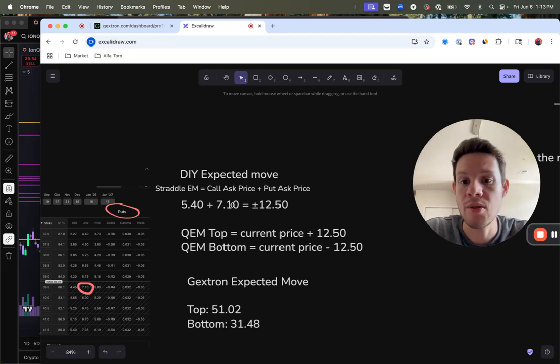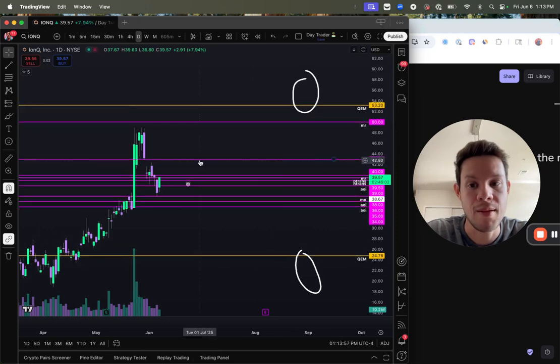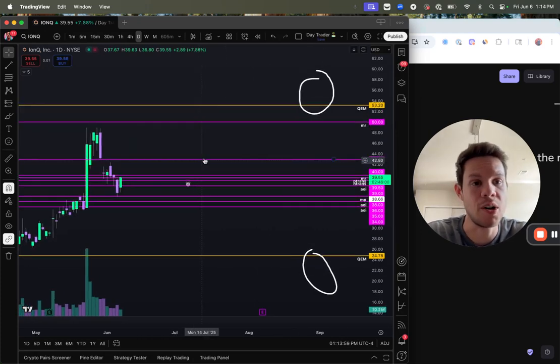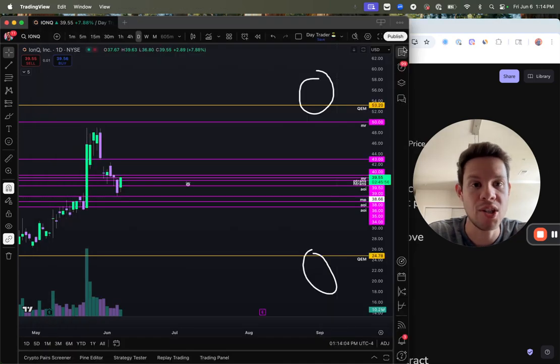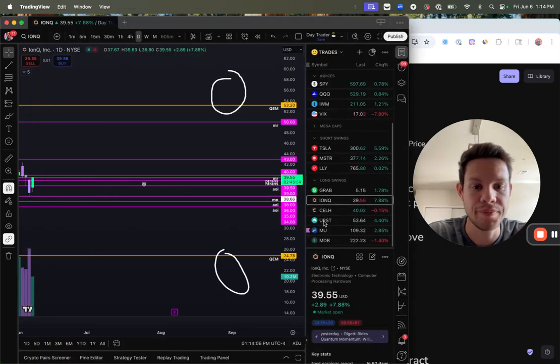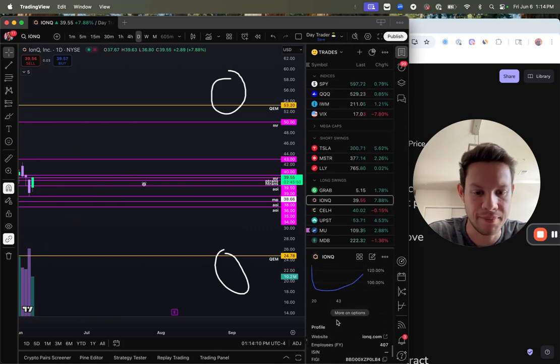And so all you got to do is you grab this number and you mark it on your chart. And so this way it's visually on your chart. And the next thing that you do is you just go to the option chain. When you go there, let's go to the option chain here for IONQ.